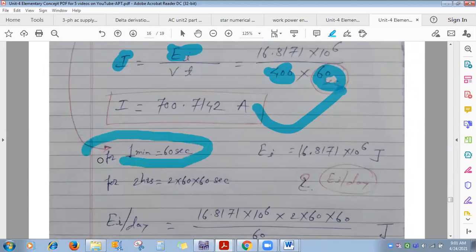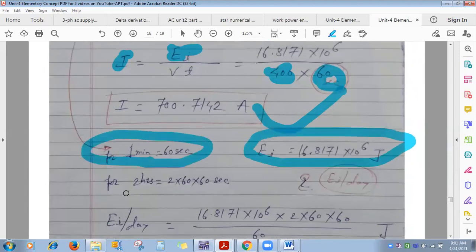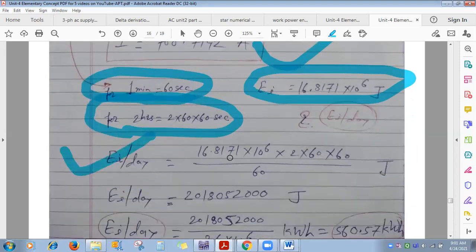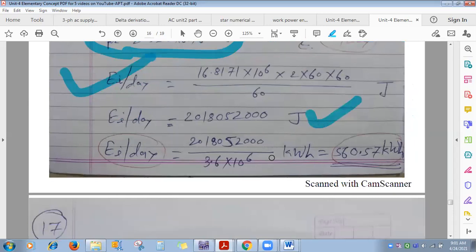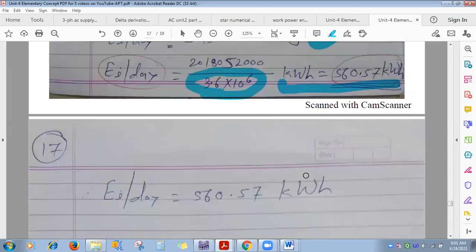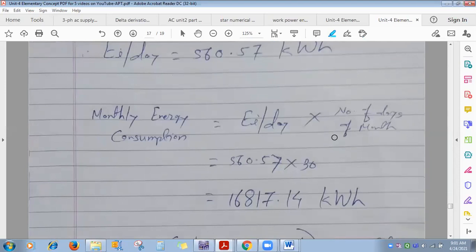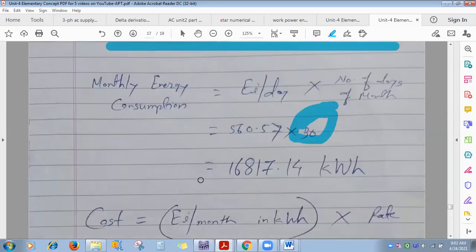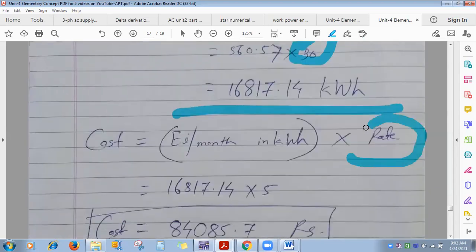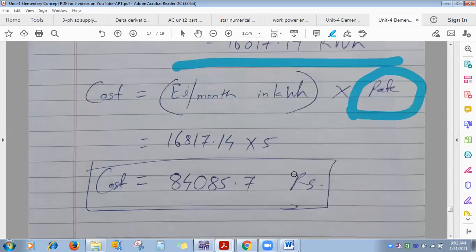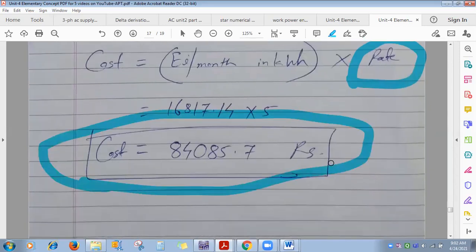So if for 1 minute, 60 seconds, this is the energy, and the pump is used daily for 2 hours, so how much will it be for 2 hours? Using this you can calculate per day in joule. Joule we can convert into kilowatt hour. We have seen 1 kilowatt hour is 3.6 into 10 to the power 6 joule. So dividing by this, you will get it in kilowatt hour. Okay, and rate is given to you. Means it is 30 days, so what we calculated per day, into 30 will be monthly, and the rate given to you is 5 rupees per kilowatt hour. 1 kilowatt hour is equal to 1 unit. Using it, you can calculate the cost.